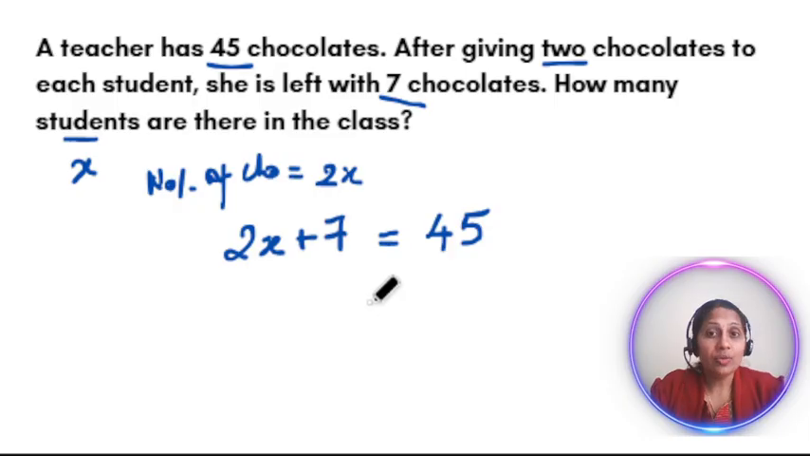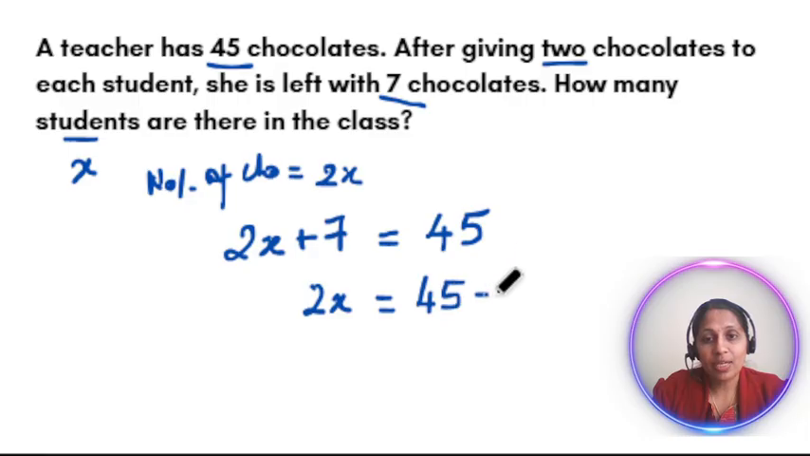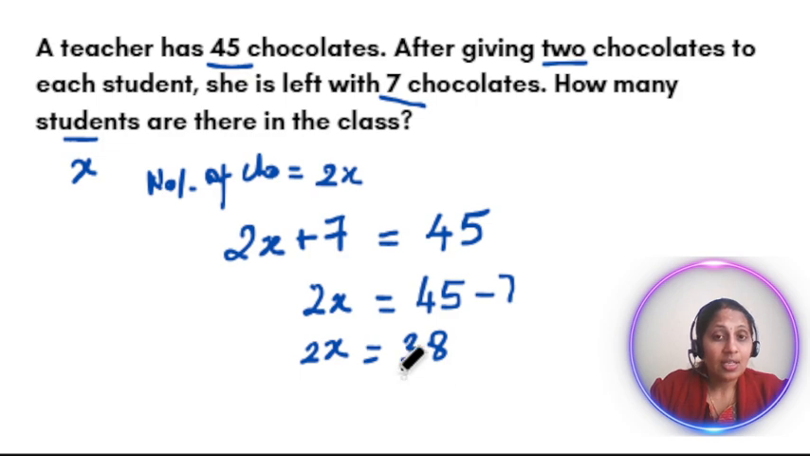Now I'm going to use the transpose method here. So I'm going to take the numbers to the other side. The first step is to take the constant 7 to the other side. So it is plus 7, and when it goes to the other side, it becomes minus 7. So 45 minus 7. Now 2x equals 38. Now the second step is to transpose this 2. It is multiplied.